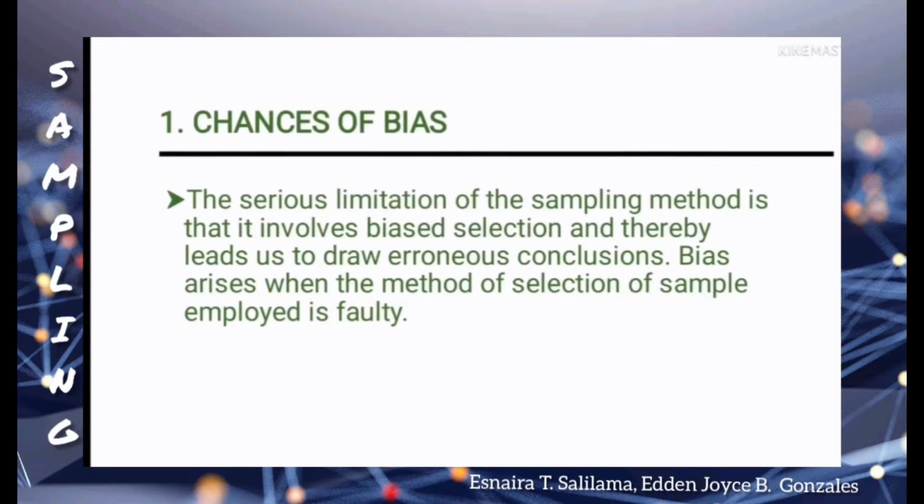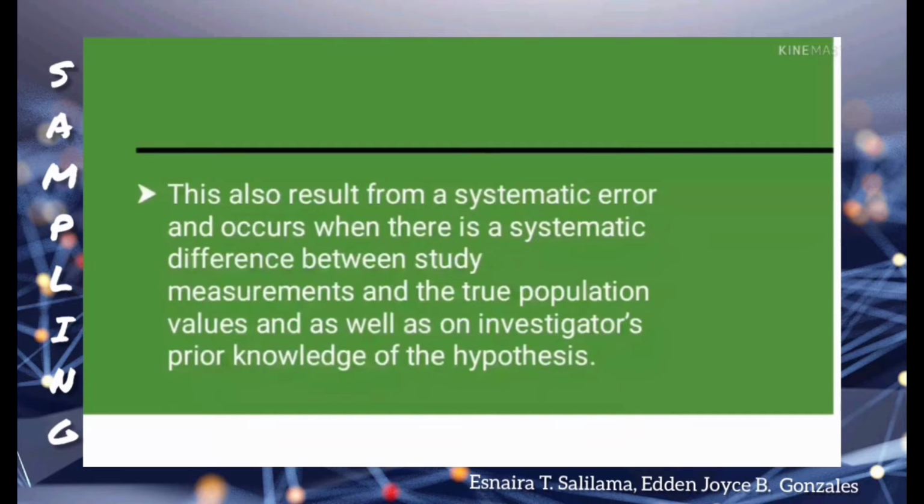Number 1. Chances of bias. The serious limitation of the sampling method is that it involves biased selection and thereby leads us to draw erroneous conclusions. Bias arises when the method of selection of sample employed is faulty. This also results from a systematic error and occurs when there is a systematic difference between study measurements and the true population values, as well as on investigators' prior knowledge of the hypothesis. Therefore, it could result in a poor study design and cannot be corrected at the analysis stage.